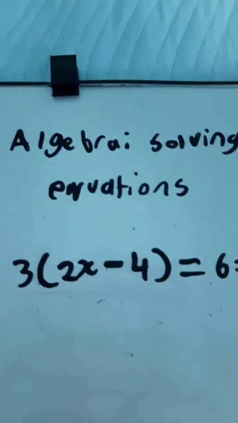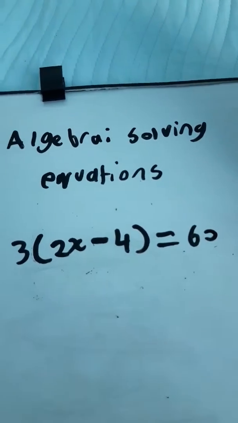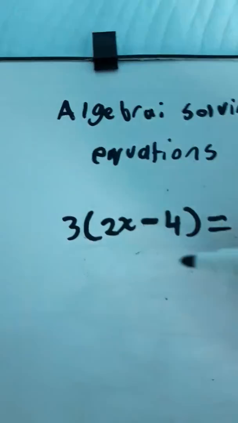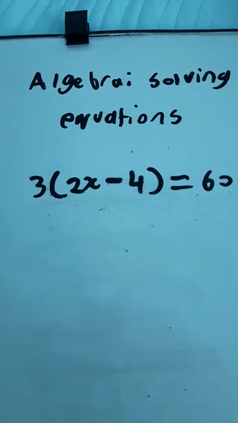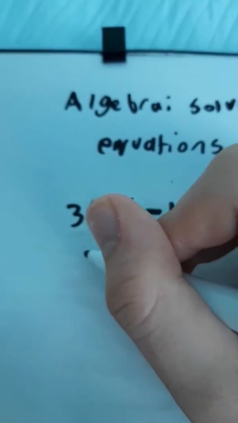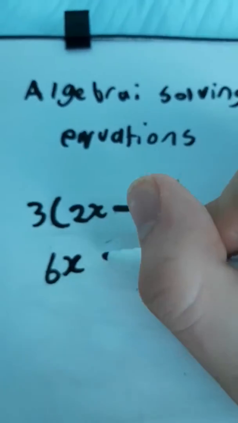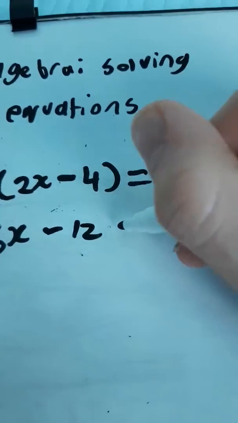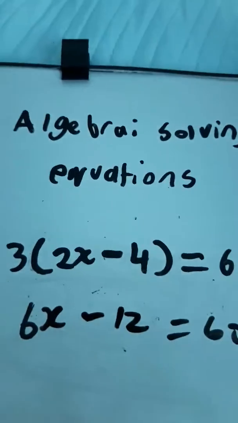Right, so our next example is 3 bracket 2x take away 4 bracket equals 60. So in this question, what you want to do is expand the brackets first. I'll do another video on that if you're not sure. But for now, let's continue. So 3 times 2x is 6x. 3 times 4 is 12. Equals 60. So now that you have that laid out, now you can solve the equation.